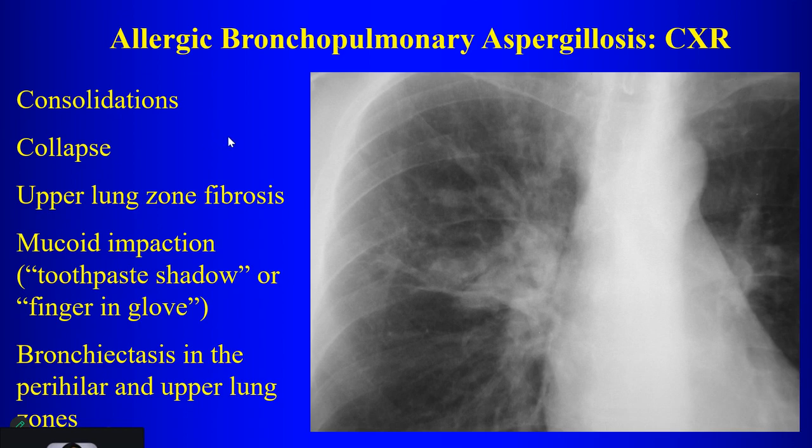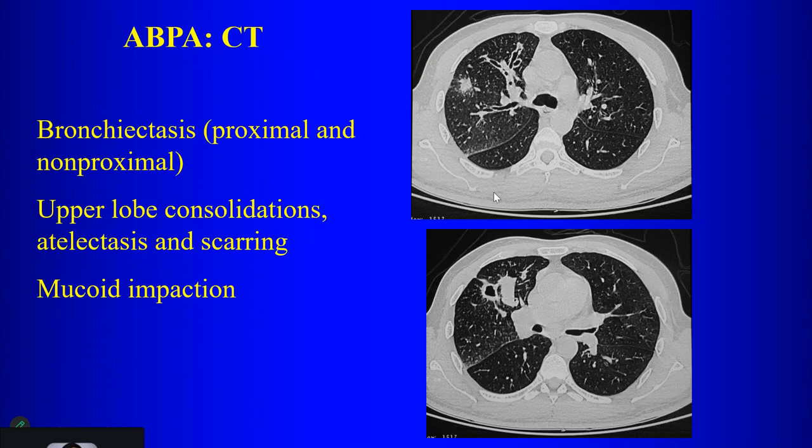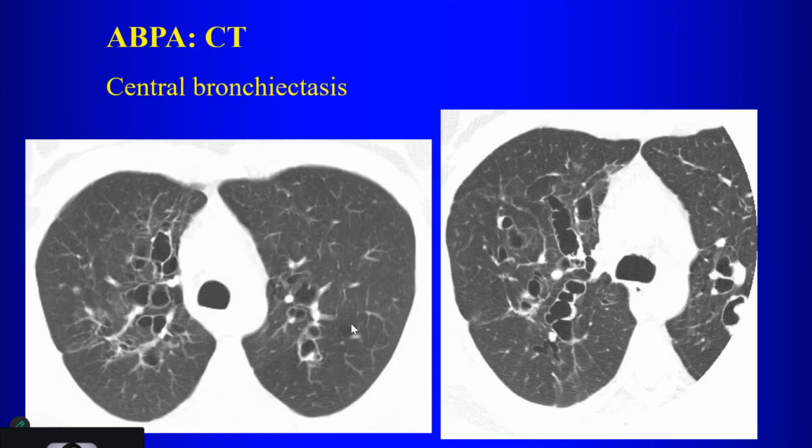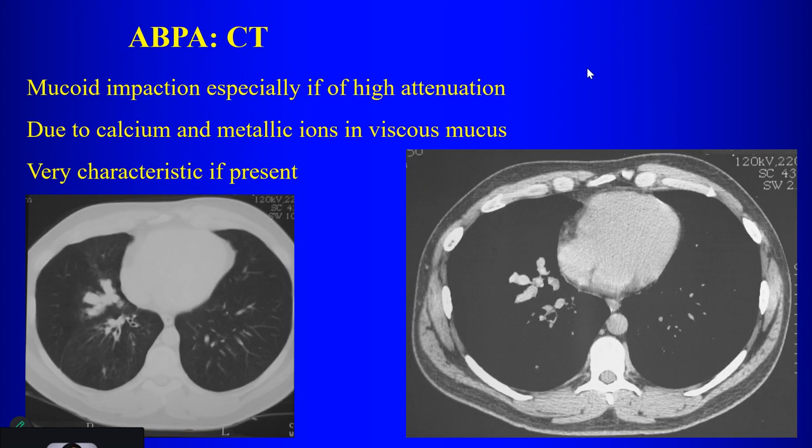Other things you might see: atelectasis, consolidations as a result of the airway obstruction, the mucoid impaction, finger and glove sign, and then the bronchiectasis. And so if we have an asthmatic with bronchiectasis and mucoid impaction, allergic bronchopulmonary aspergillosis is something that you want to consider, something that you should bring up. It's said that classically ABPA gives you central perihilar bronchiectasis, but in reality the bronchiectasis can be in any distribution in patients with allergic bronchopulmonary aspergillosis.